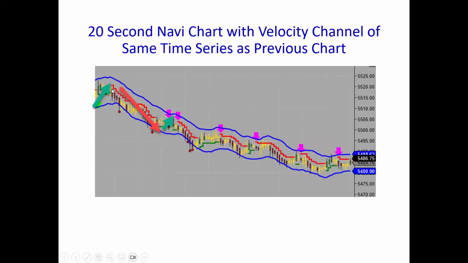Here's an example on a 20-second chart. Now the blue lines are our velocity channel. And you can see this is a good example of why you want to wait for these pullbacks in the market. Even on a 20-second chart, you'll see the upside pullback. You can also see the blue lines on the velocity channel are making lower highs and lower lows. So you can see the velocity channel is actually doing some analysis for you as well.